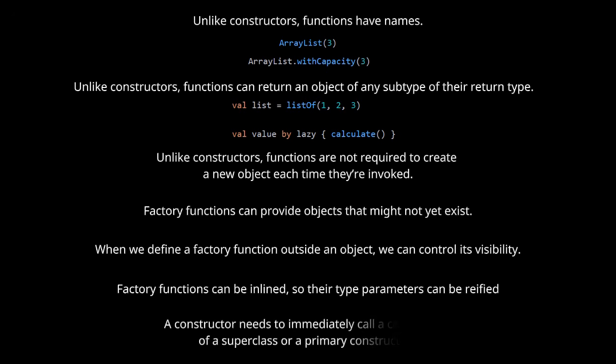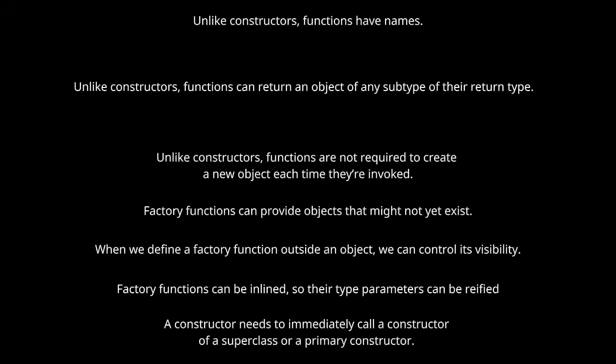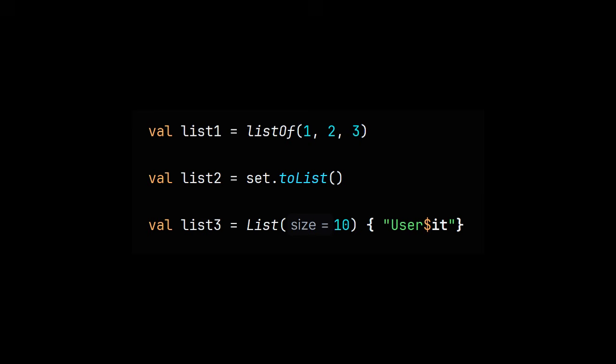A constructor needs to immediately call a constructor of a superclass or a primary constructor. When we use factory functions, we can postpone constructor usage. That allows us to include a more complex algorithm in object creation. Functions used to create an object are called factory functions. They are very important in Kotlin. When you search through Kotlin's official libraries, including the standard library, you will have trouble finding a non-private constructor, not to mention a secondary constructor. Most libraries expose only factory functions. Most applications expose only primary constructors.